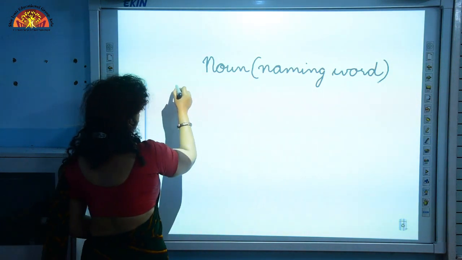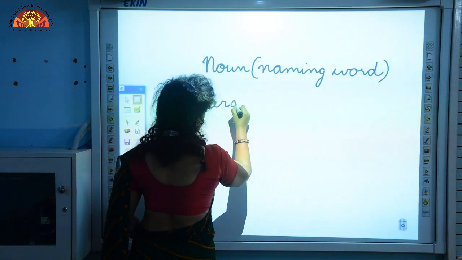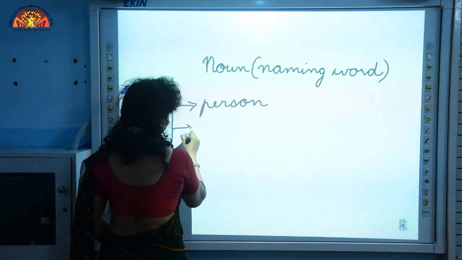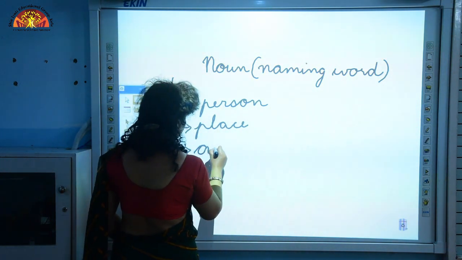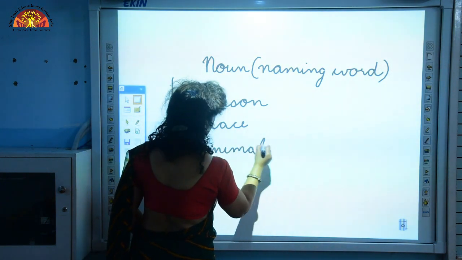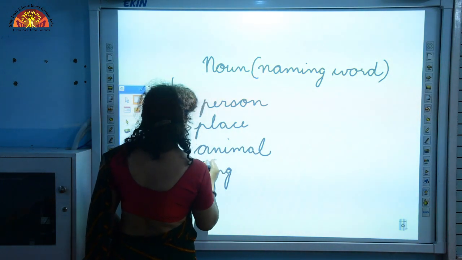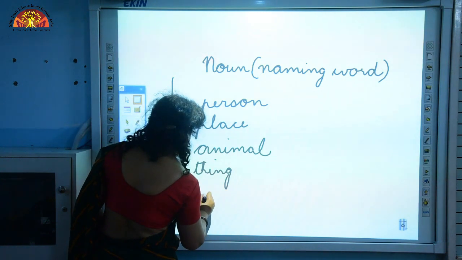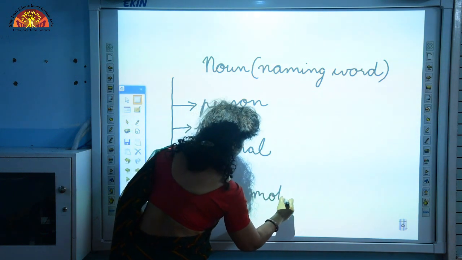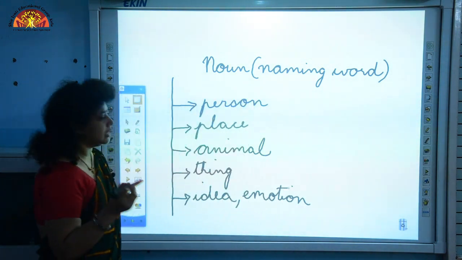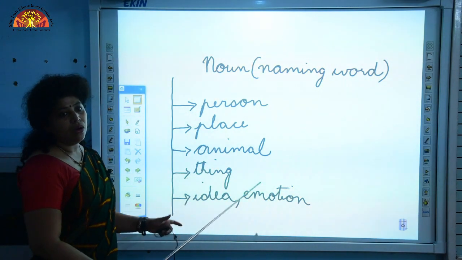A noun is a naming word that names a person, place, animal, thing, idea or emotion. Okay, so it is a naming word that names a person, place, animal, thing, idea or emotion.